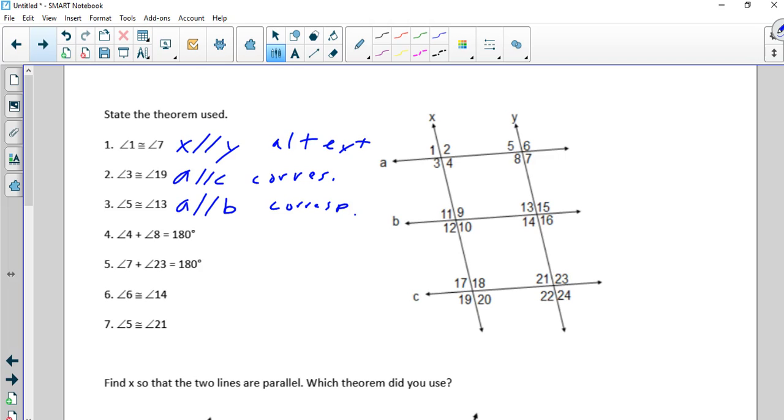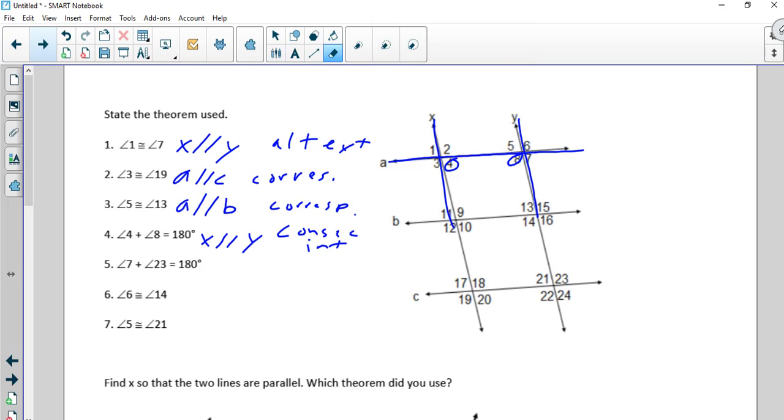4 plus 8 is 180. Well, those are on the same side of this transversal, interior to these two lines. So that's obviously consecutive interior. And what does it prove? It proves that X and Y are parallel.